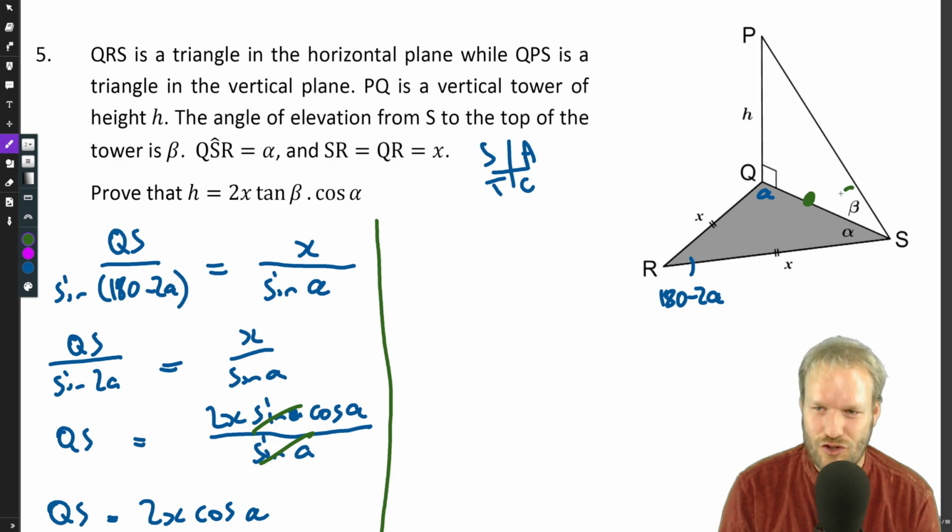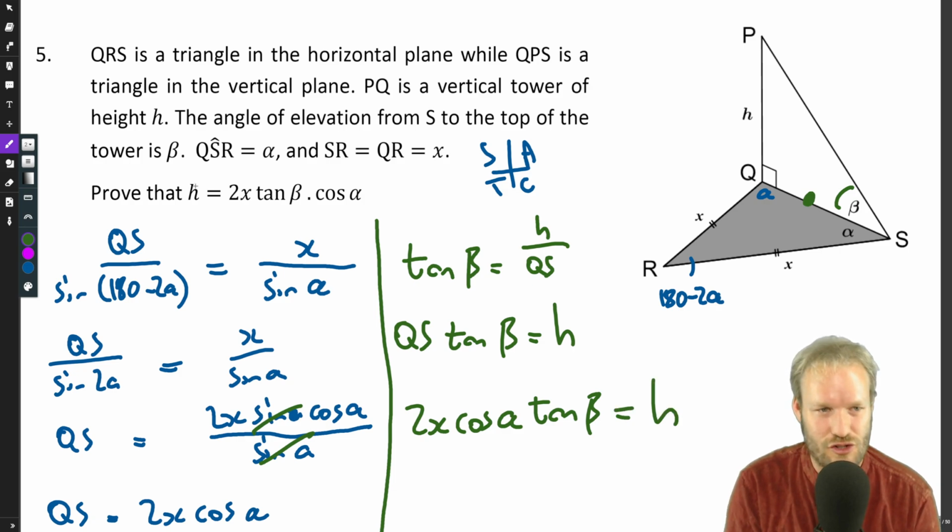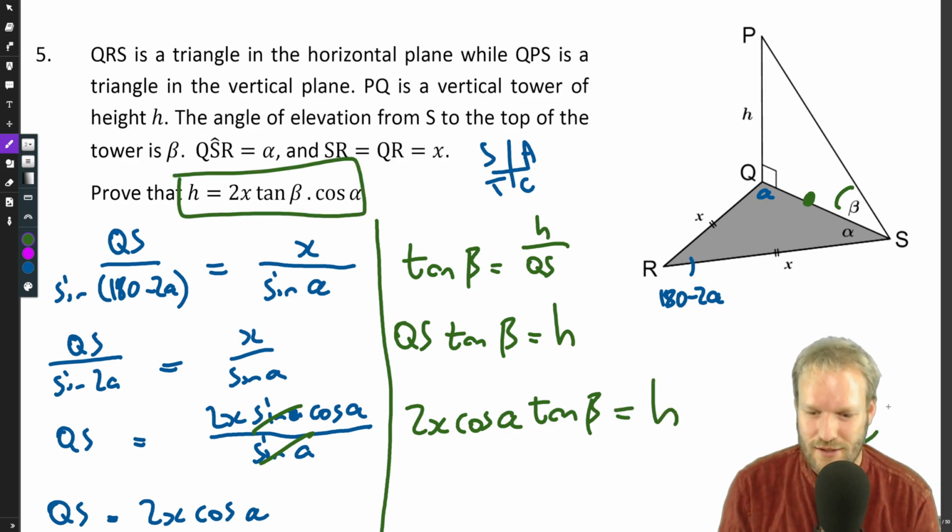And now in this other triangle, it's like we've done before, we're going to work with tan beta, and it's kind of given to us over there as well. So tan of beta in that triangle is opposite over adjacent. Adjacent is QS. You know what I'm about to say. I'm going to manipulate this equation while it's in a nice easy form, which means that QS we can substitute is 2x cos alpha, that's what we just worked out earlier, times tan beta equals h. That's what that is.